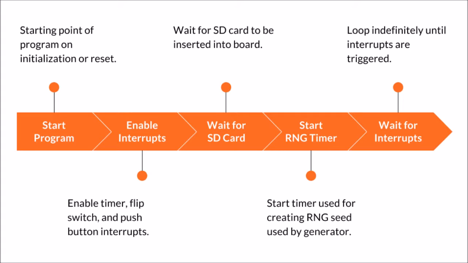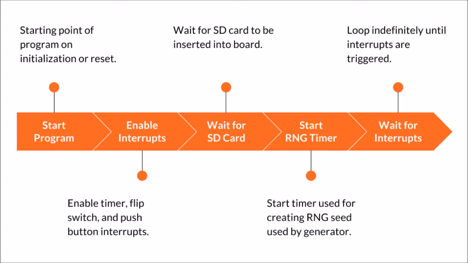So here we can see the flow of the main file. We have, of course, the starting point, the start of the program. Part of the initialization includes enabling interrupts such as timers, flip switches, and push buttons. Of course, because the SD card is integral to keeping track of the highest score, we do have to wait for the SD card to load initially before doing anything else.